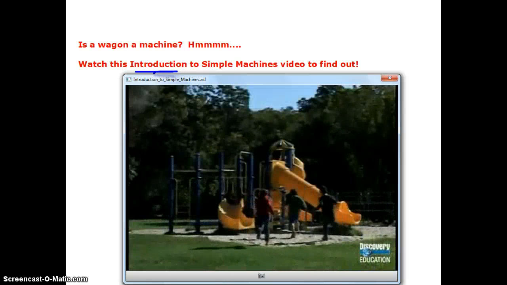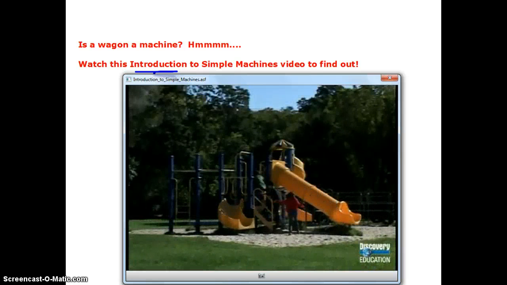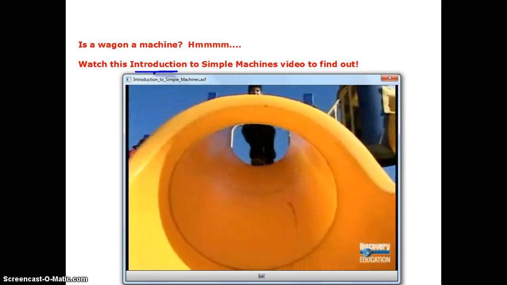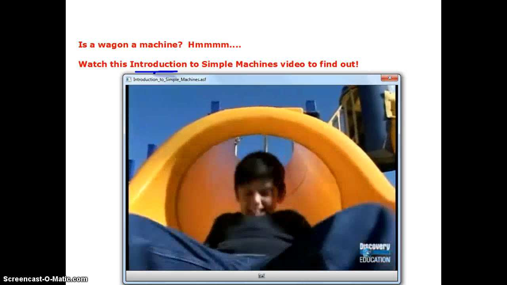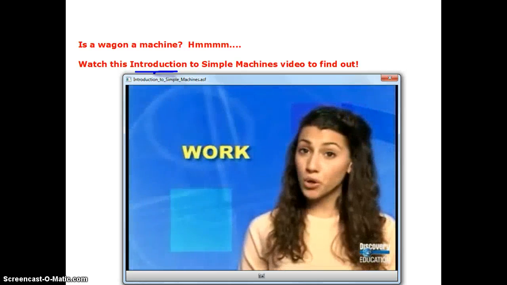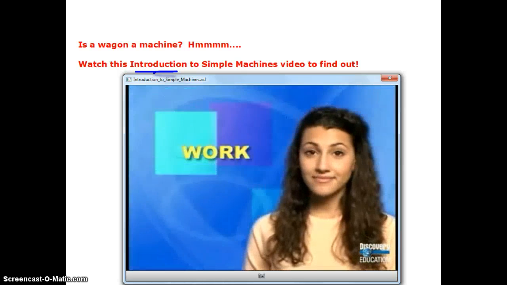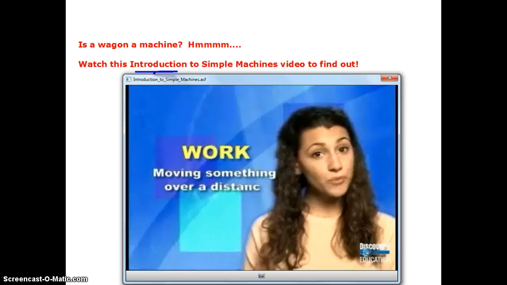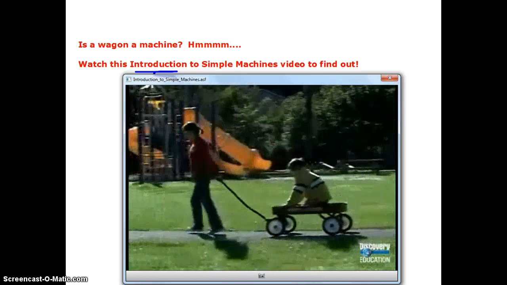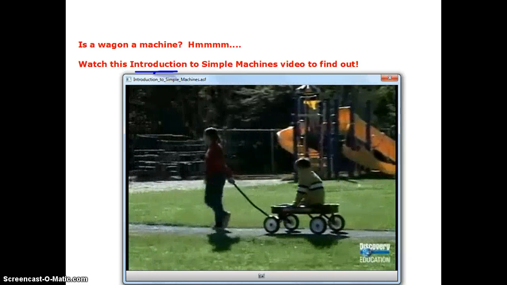We don't usually think of a playground as a place where work goes on. A playground is a place to have fun. But, despite appearances, while these children are playing, many of them are also doing work. This kind of work is different from schoolwork, which involves thinking. In science, the definition of work is moving something over a distance. So, this girl is doing work by moving her brother across the playground.